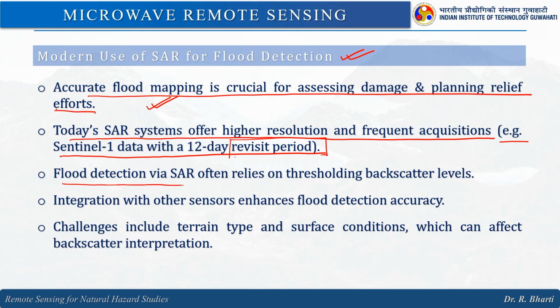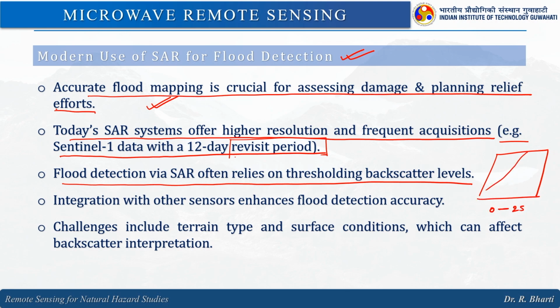Flood detection via SAR often relies on thresholding backscattering levels. So, what happens? If you remember in the classification, I said if you have the DN values ranging from 0 to 255, you can go for the density slicing, right. So, here we will be using the thresholding, which can segregate the water from the non-water areas.